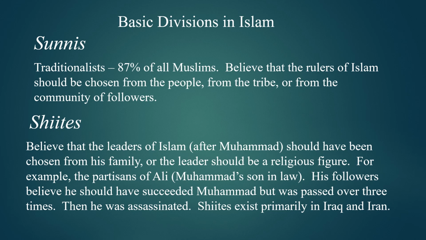The Shiites had one candidate in particular that they advocated, and that was Ali, who was Muhammad's son-in-law at the time. Apparently he was passed over three times before he did become the successor, but he didn't last in his position very long. He was assassinated, and actually all the members of his family were killed when he was assassinated.